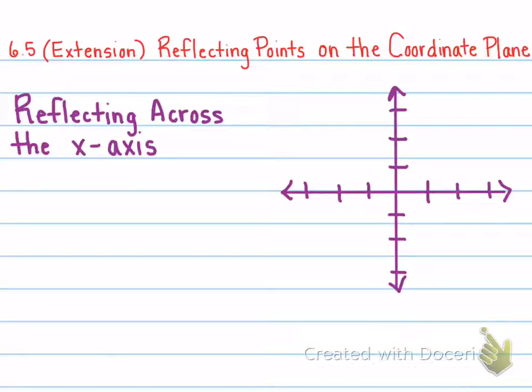In this lesson, we're going to be reflecting points on the coordinate plane. When you are reflecting points, basically what you're doing is you are creating a mirror image of the point that you have. So we're going to start by reflecting across the x-axis.